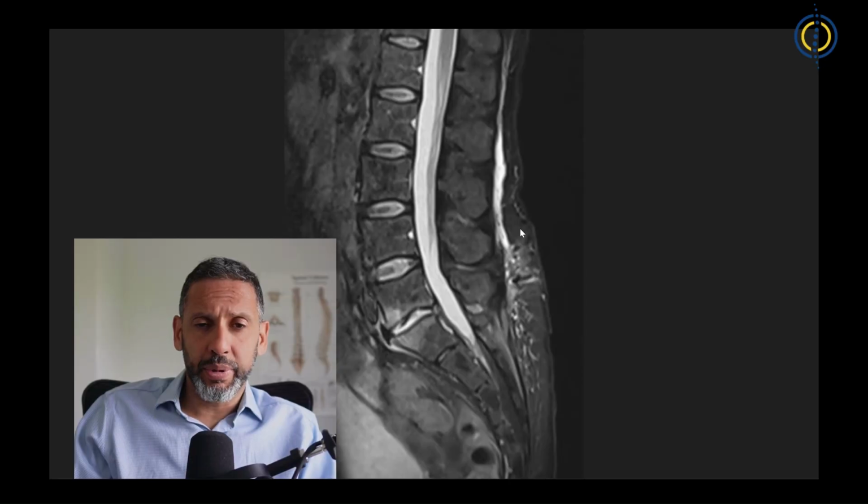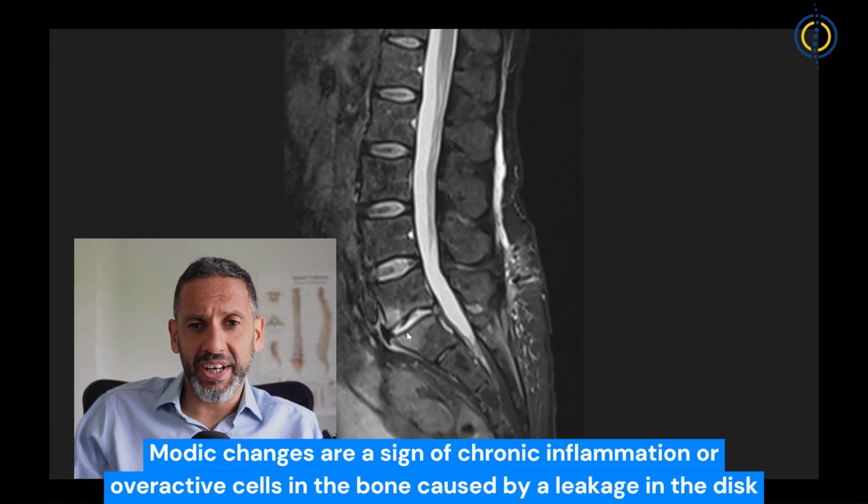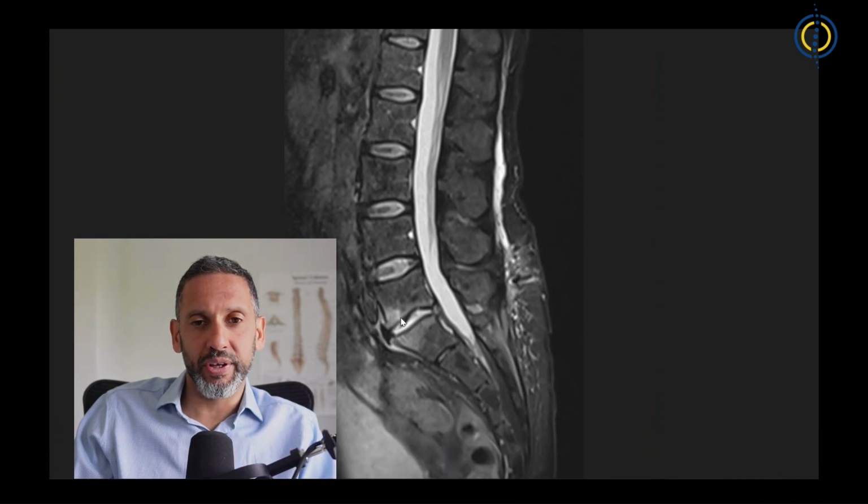Some people with chronic lower back pain have Modic changes on their MRI scan. If we look at this scan here, here's the front of the spine and here's the back of the spine. These are the bones that make up the spine, and in between the bones we have these cushions known as the discs. At this level here we can see this bright stuff in the bone above and below, and that's what Modic changes are. It's believed to be a sign of chronic inflammation or overactive cells in the bone, possibly caused by a rupture and leakage of inflammatory fluid from the disc adjacent to the bone.